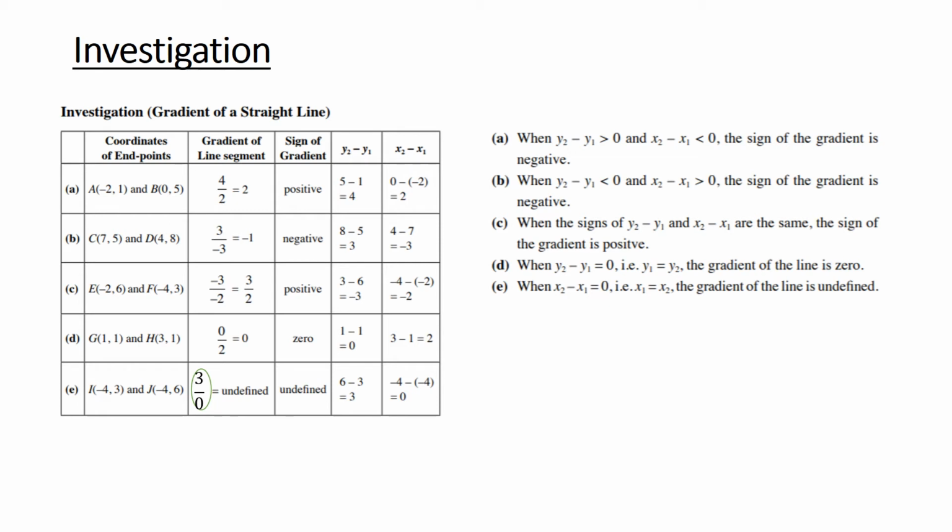In the third part, the coordinates of E are given to you as (-2, 6) and F (-4, 3). The gradient of this line will be minus 3 over minus 2, that is, it will become 3 over 2, and the sign of the gradient will be positive here. See, its change in y will be 3 minus 6 equals minus 3, and change in x will be minus 4 plus 2, that will be minus 2. So the gradient of the line EF will be 3 over 2, which will be positive.